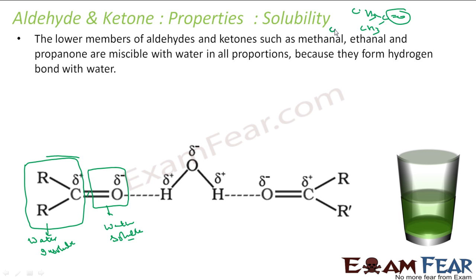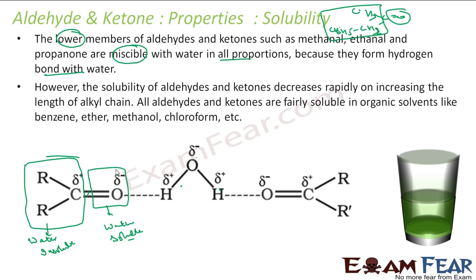But if you make it a big chain, C6H5, let's suppose here, now this is a bigger one. This will not be soluble because this part is not soluble in water. Correct? So the lower members of aldehydes and ketones are miscible in water in all proportions because of hydrogen bond. Water is slightly negative on oxygen and slightly positive on hydrogens, and with this they form a bond called hydrogen bond, and they are soluble. But the higher members of aldehyde and ketone will not be soluble, and the solubility will decrease as you increase the chain length of the alkyl group.